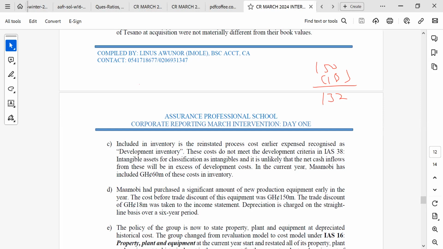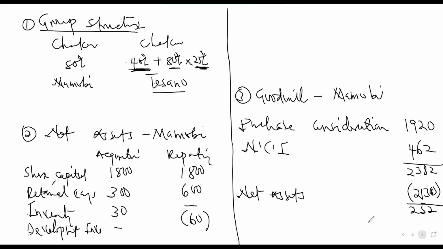So the first thing that we have to do is that this should have been taken from what? From our PPE. So we have to go and reverse the discount that they have treated as income. So the discount is Mamobi that is doing this. The discount received should be reversed. So reversing means that we take it from our income. So we are going to be debiting our retained earnings and crediting our assets.